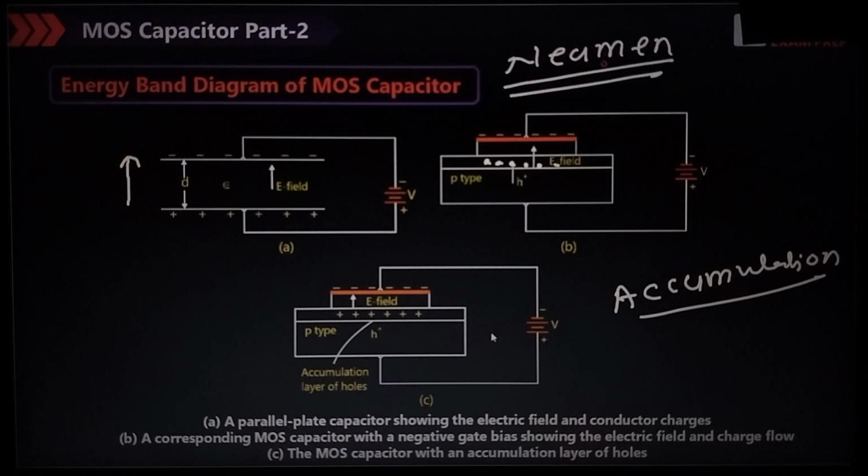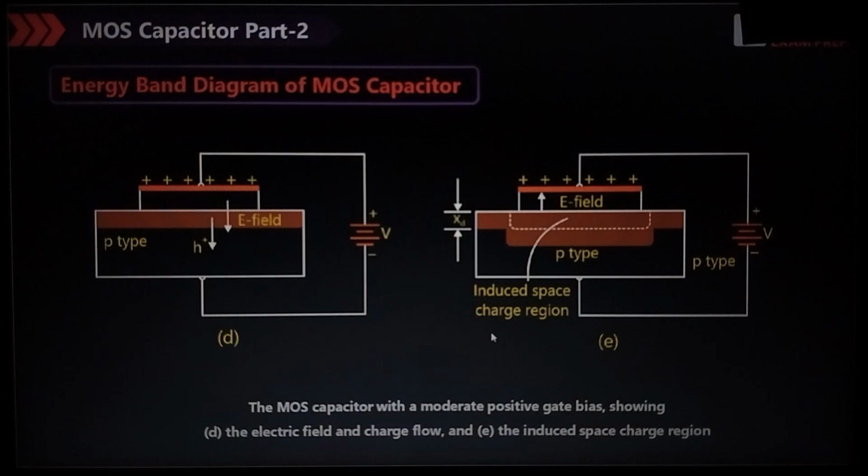Okay. The next diagram, I think that is clear to everyone. What should be the polarity? Above negative, below positive. That direction is from positive to negative. Very simple concept. Now, when I am applying the positive voltage, I am not applying a very high positive voltage, just a MOS capacitor with a moderate positive gate voltage. Read this point: moderate positive gate bias. Showing the electric field and charge flow. What is the electric field charge? This is the plus, that is the minus.